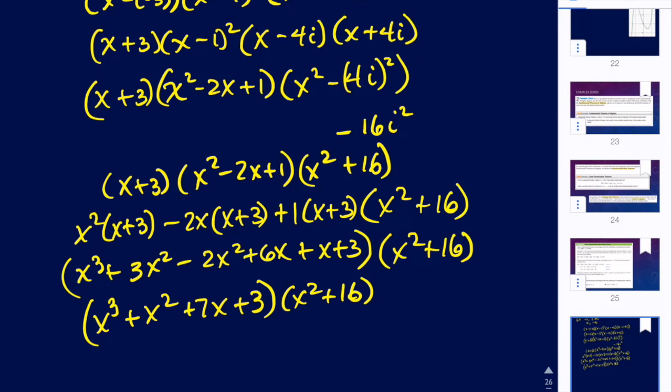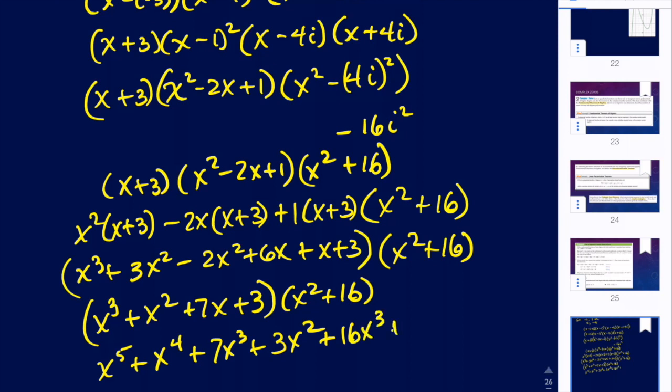Almost there. Distribute the x squared first. We got x to the 5th plus x to the 4th plus 7x to the 3rd plus 3x squared, and then plus 16x to the 3 plus 16x squared plus, let's see, 16 times 7 is 112, plus 42 is... and that's x. And then plus 48, because 16 times 3 is 48.